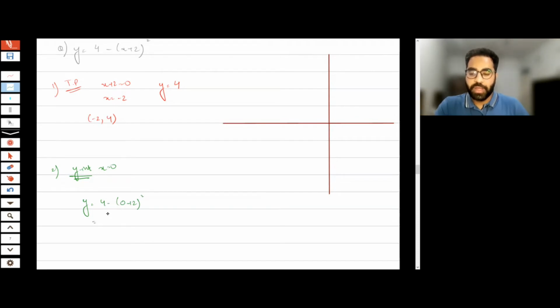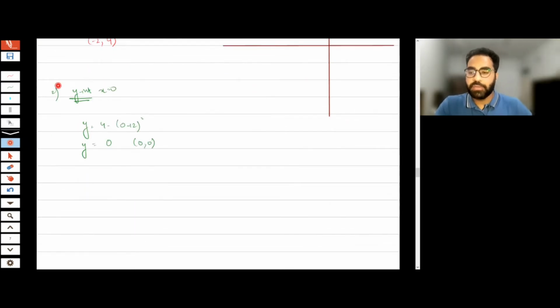So the value of the y-intercept comes out as 0. So my coordinates would be 0, 0. Remember, the y-intercept lies on the y-axis. At the y-axis, the x coordinate is already 0. So your y coordinate was 0, so this becomes 0, 0.